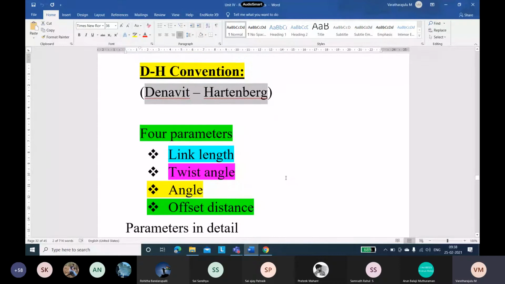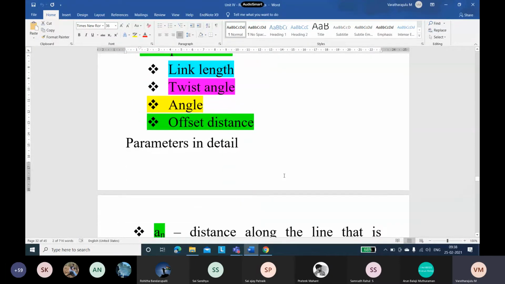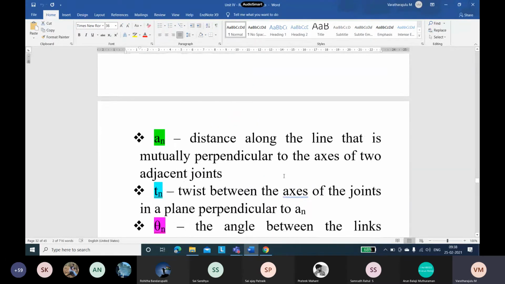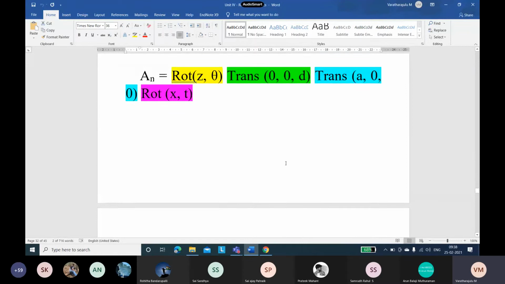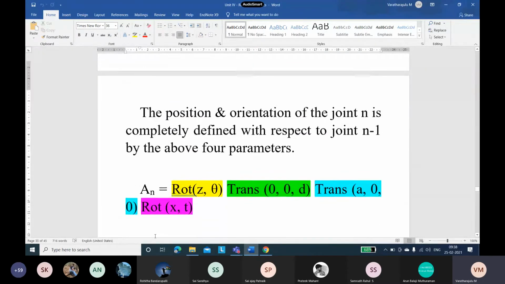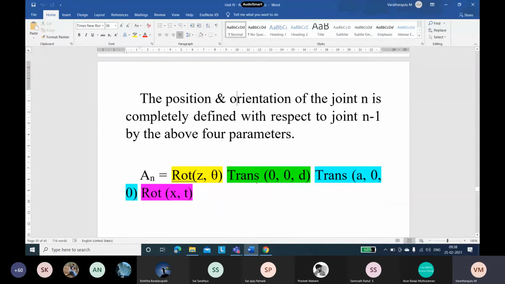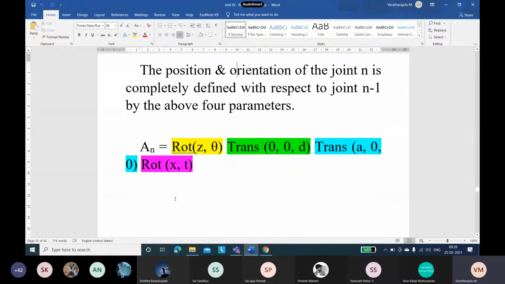The four parameters that the DH convention revealed are length, twist angle, offset distance, and joint angle. These are the things we introduced yesterday. Why do we consider the rotation about Z at first, the translation transformation matrix with respect to Z in the second, the translation transformation matrix third, and the rotational transformation in the x direction at the fourth? This is what we are going to have.